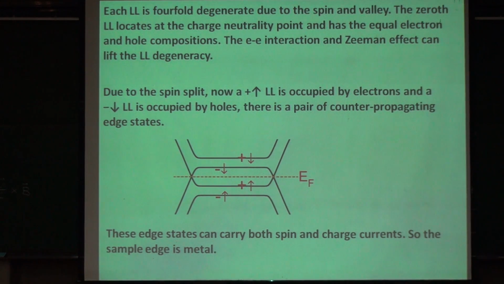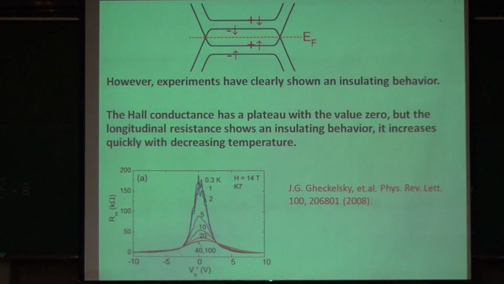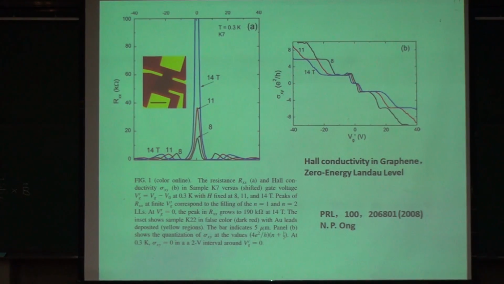And importantly, it has this picture here. So you have two valleys. The graphene has valleys, which we label plus and minus, and the spin uses these up and down arrows. Let me show you the experiment findings first.